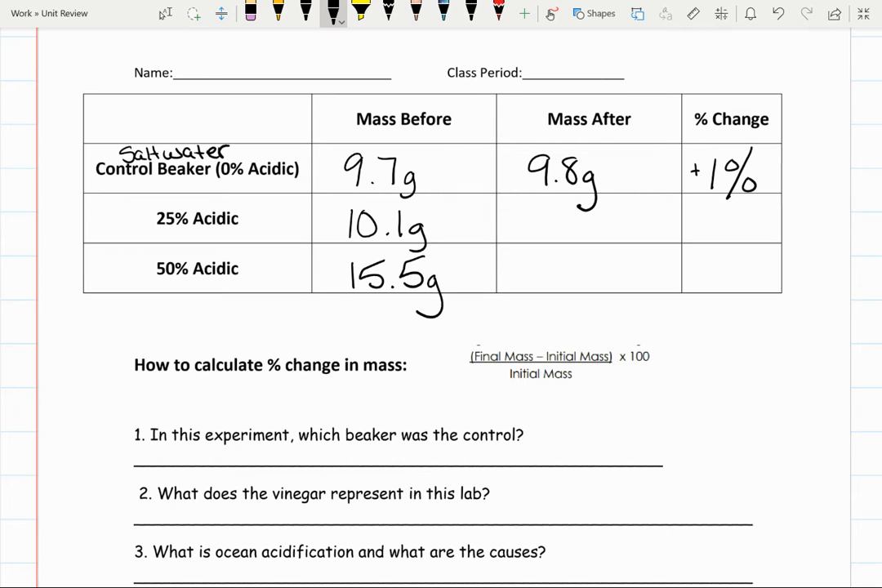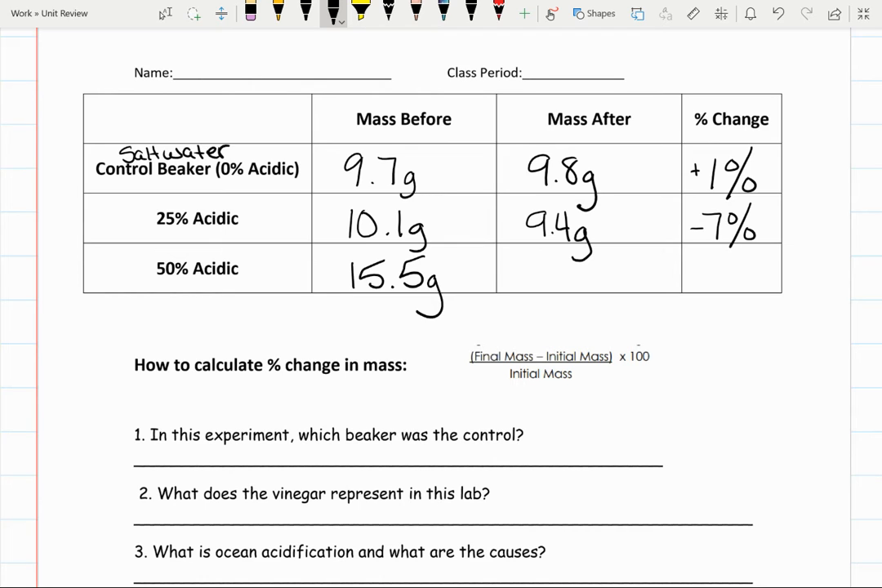Now for the 25% acidic, the seashell started off about 10 grams. Today it measured 9.4 grams. So it actually lost about 7% of its mass sitting in an acidic environment for 3 days over the weekend.